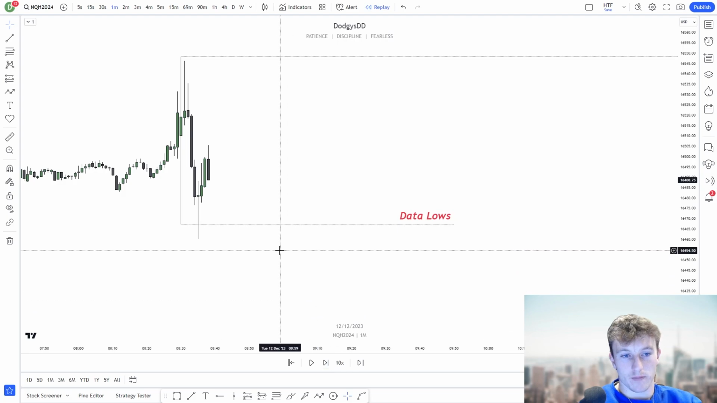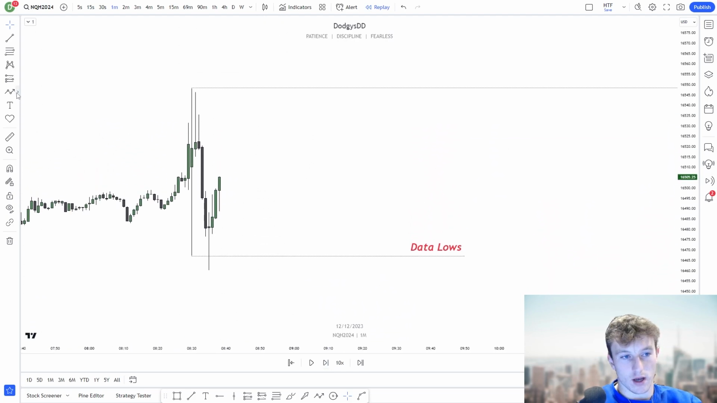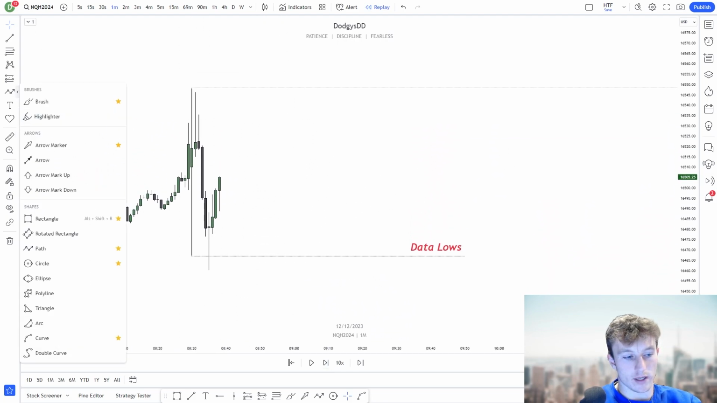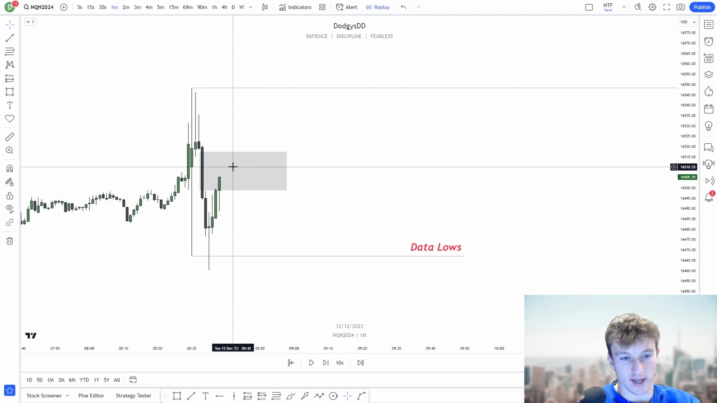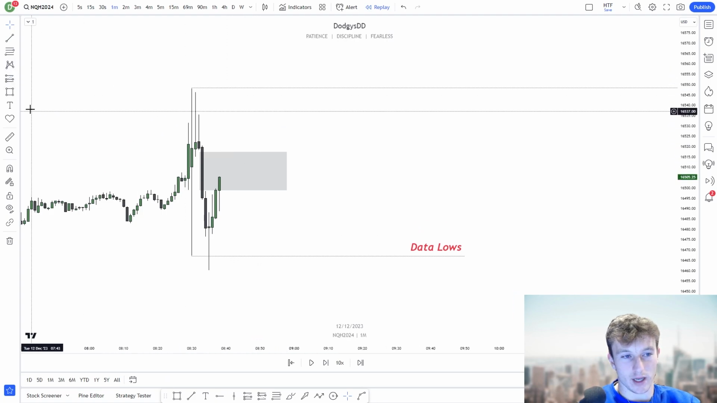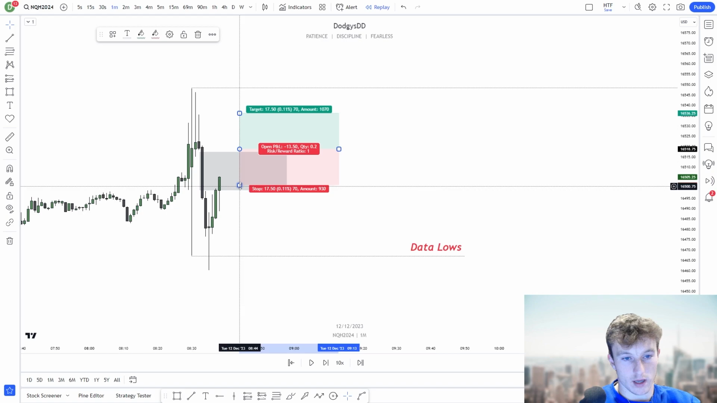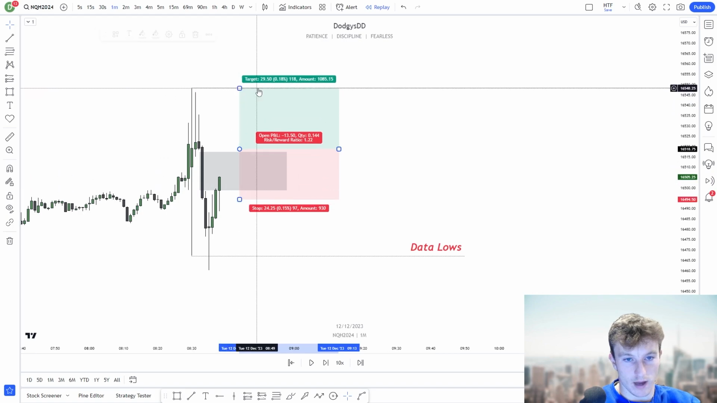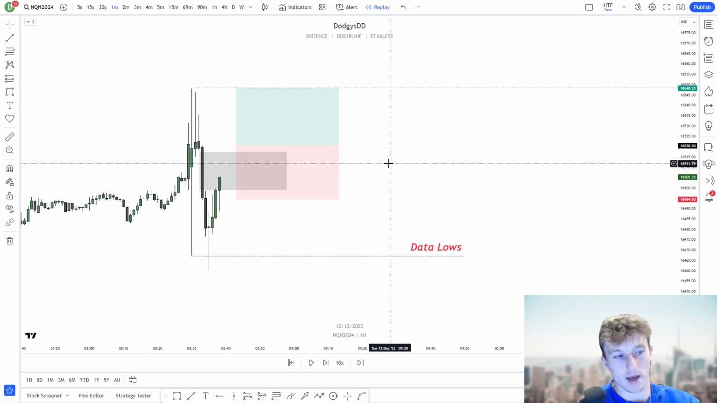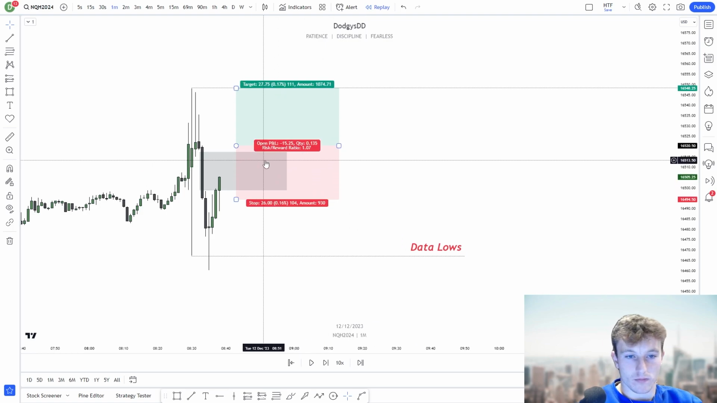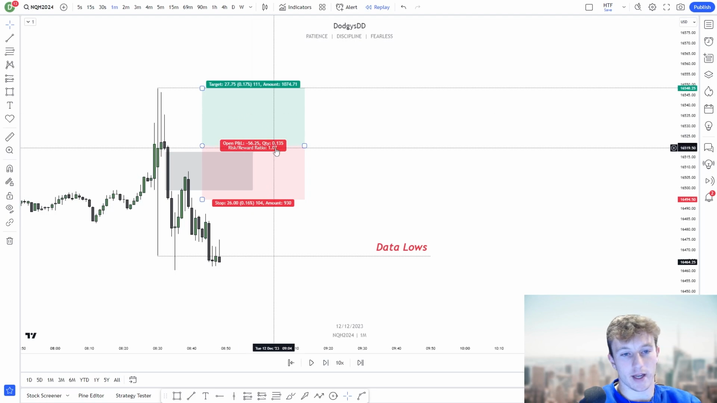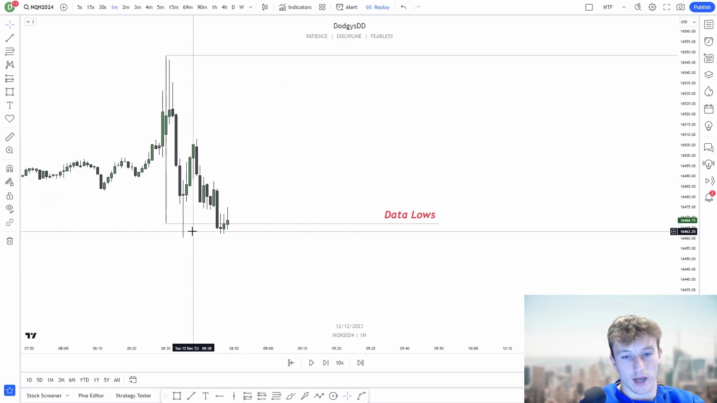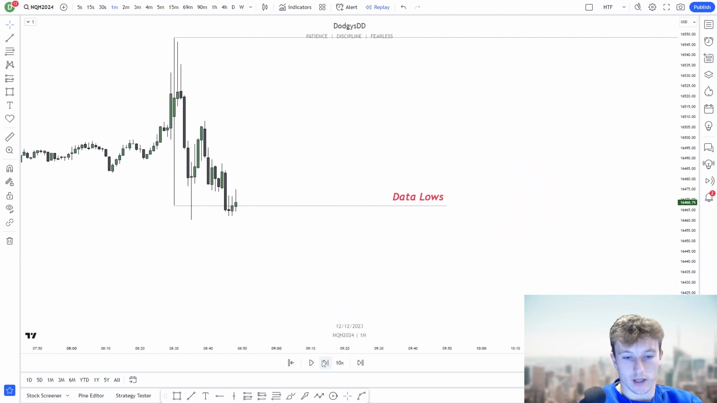Again, you can implement any model you want, but I think for this one, the IFEG is the best. So now that we've hit the data lows, for me to go long, I would need to see price break this fair value gap. I need to see a close above this fair value gap, and then that would be my long to these data highs, which would not be super good risk to reward, but not bad either. So let's see if price breaks it. Price doesn't end up breaking it here, so that wouldn't be valid. Again, we know we hit the data lows. Now all we're doing is looking for a long setup.